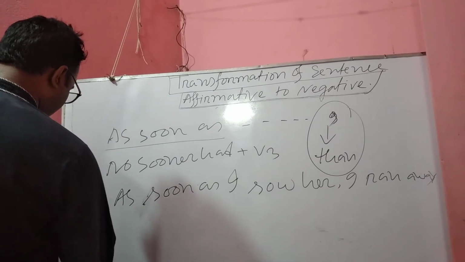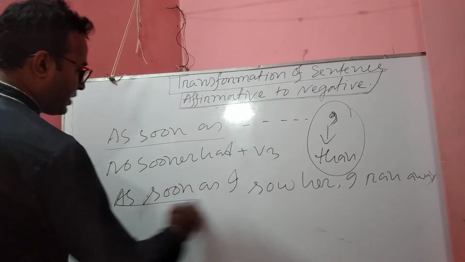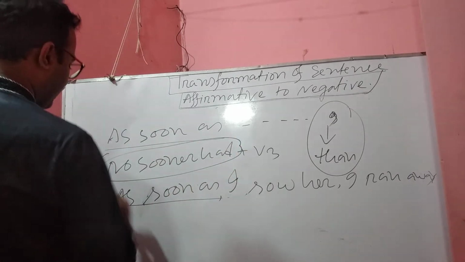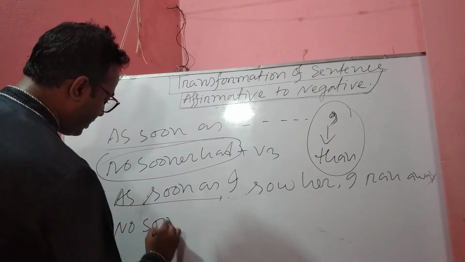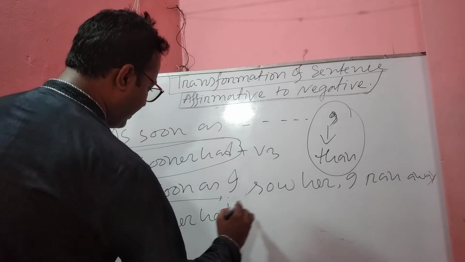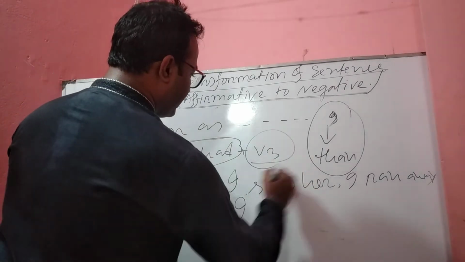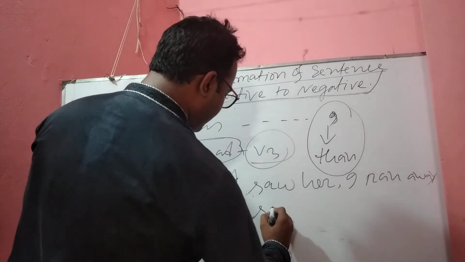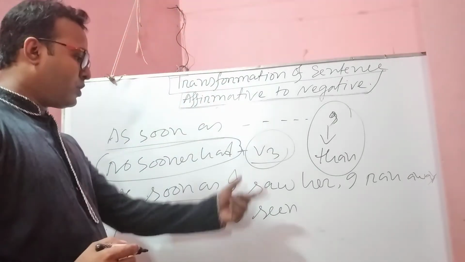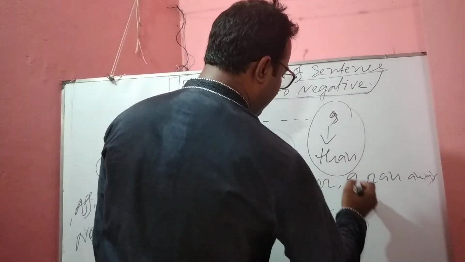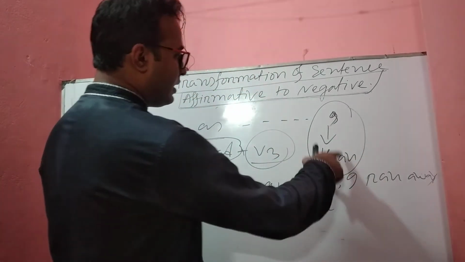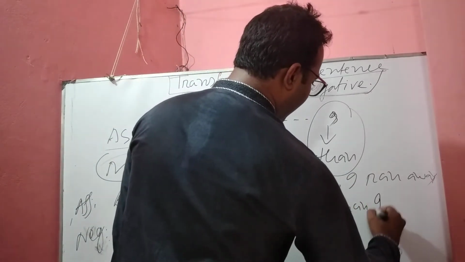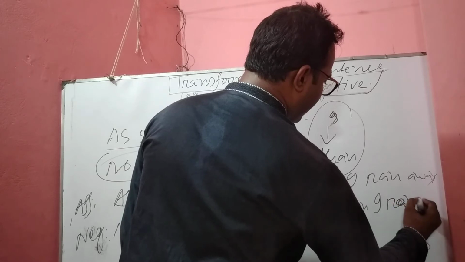Okay. Negative form. Instead of as soon as, we will use no sooner had. No sooner had I, then the past participle form of the verb. So saw, seen. The past participle form of saw is seen, and we have to use then instead of comma. Then I ran away.